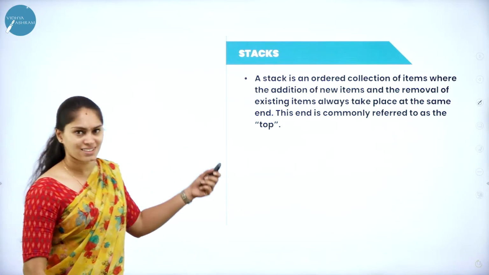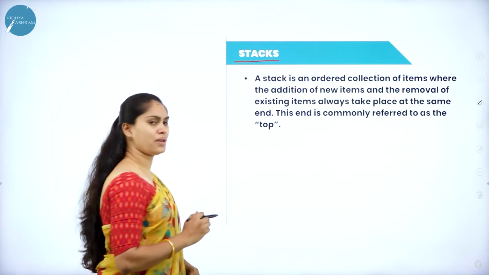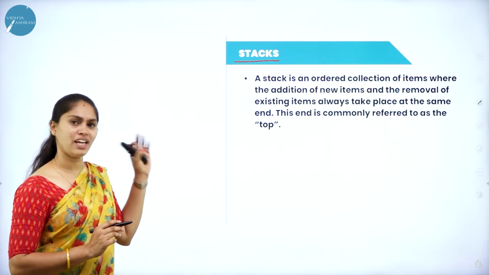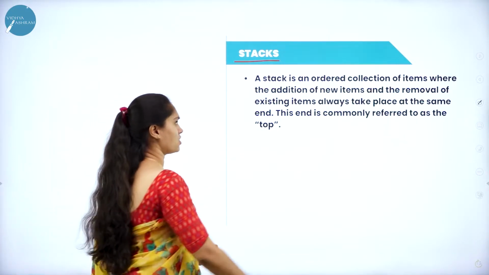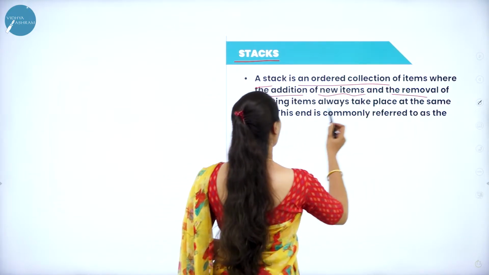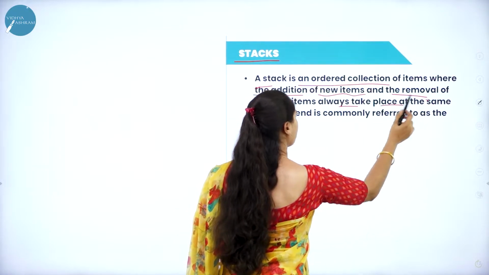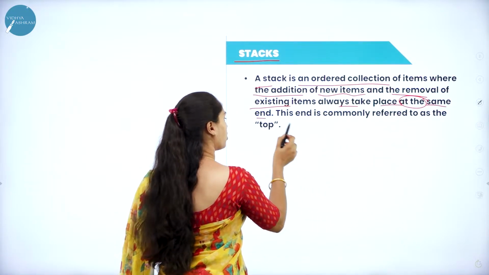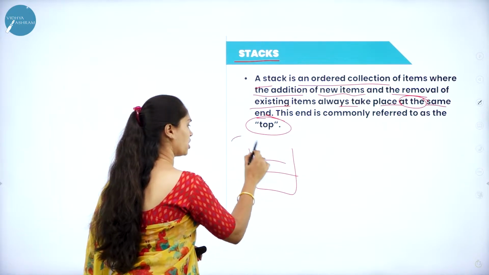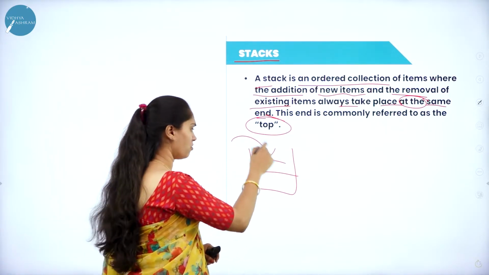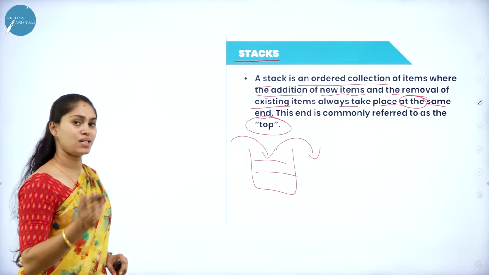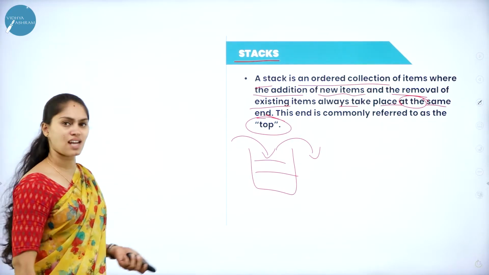And the next data structure is stacks. What do you mean by stacks here? All the definitions are important and all the examples of each data structure are also important. A stack is an ordered collection of items where the addition of a new item and the removal of an existing item always take place at the same end. We call that end the top. So this will be the stack. If I want to add, I have to add the element at the same end. If I want to delete, the operation needs to take place from the same end. That is what a stack is all about.